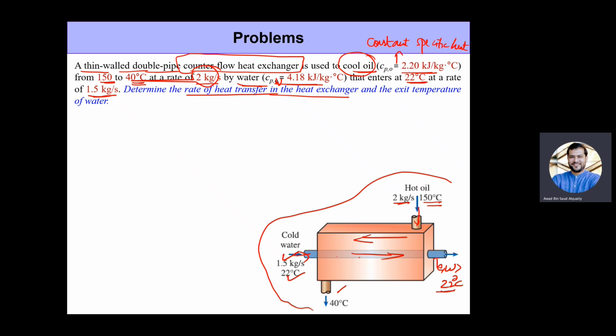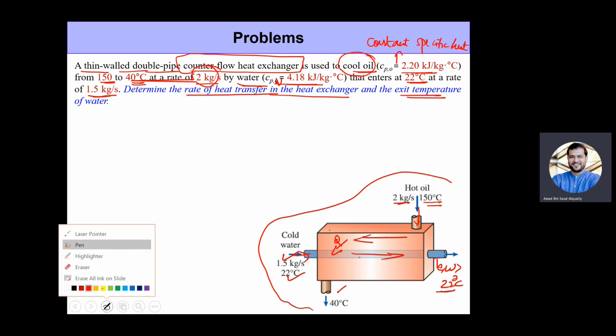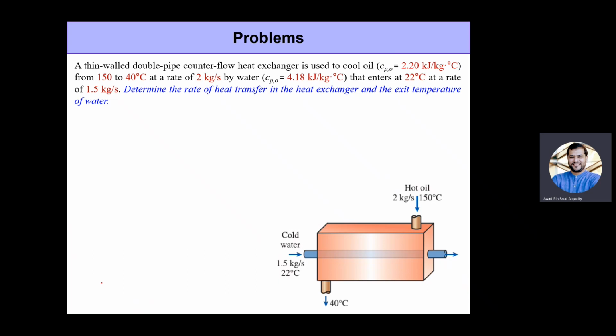So we're talking about the amount of heat that is getting transferred from the hot oil to the cold water. Okay, what is Q dot? And also we need to determine the exit temperature of water. So how hot is the water when it exits from the heat exchanger? Okay, so these are the two things that we are looking out for.